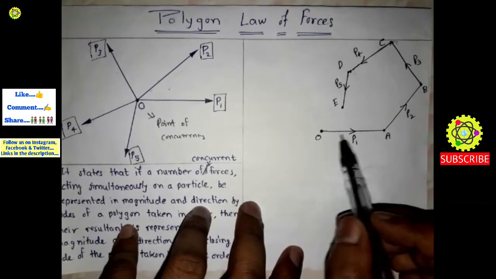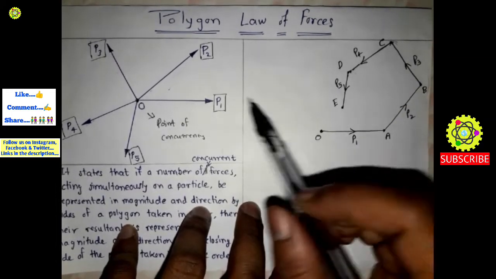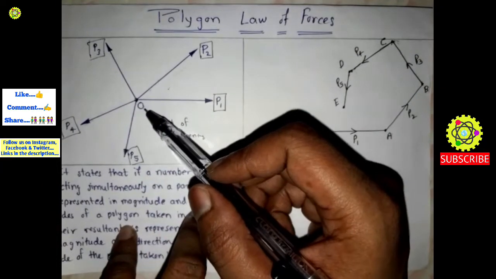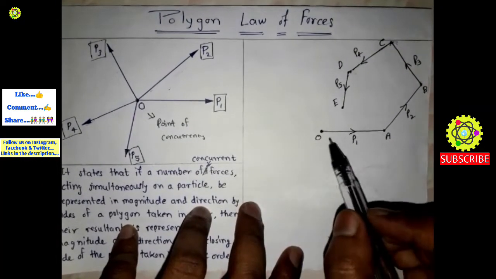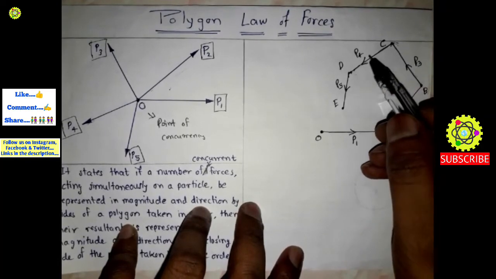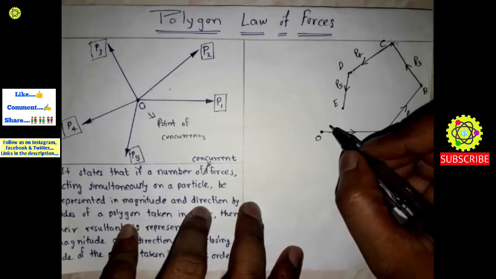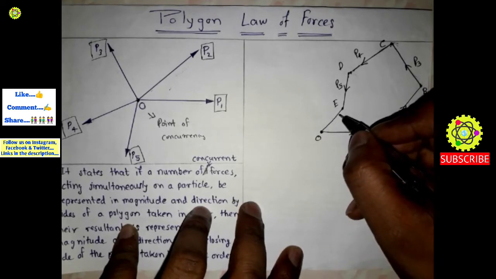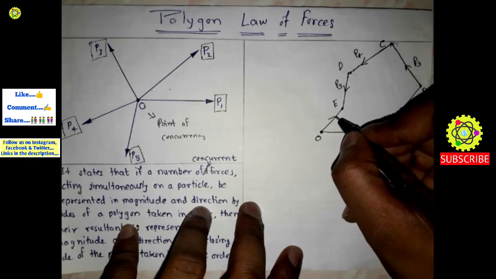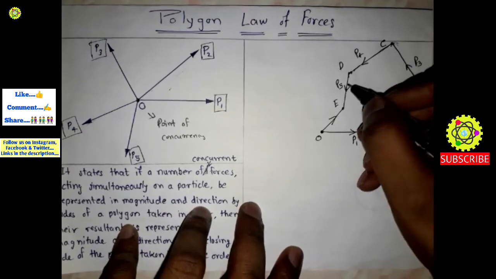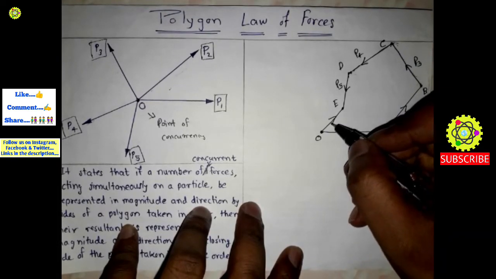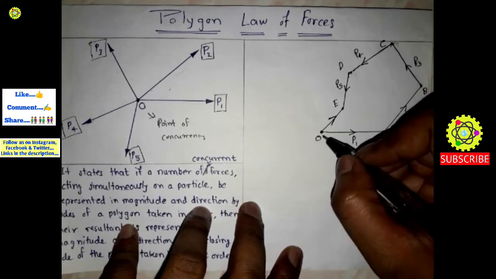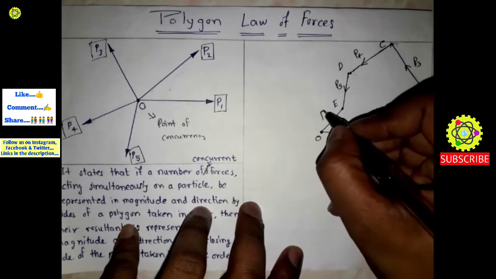As you can see, all these forces are in the same order. They are acting away from the point O, that is particle O. All are in the same direction, or in the same order. Now we will close this polygon by another line, but the order of this line will be in the opposite direction. This is the direction of all forces, and this is the direction of the closing side of this polygon, and we are taking it in opposite order. And this line, that is line OE, is called the resultant.